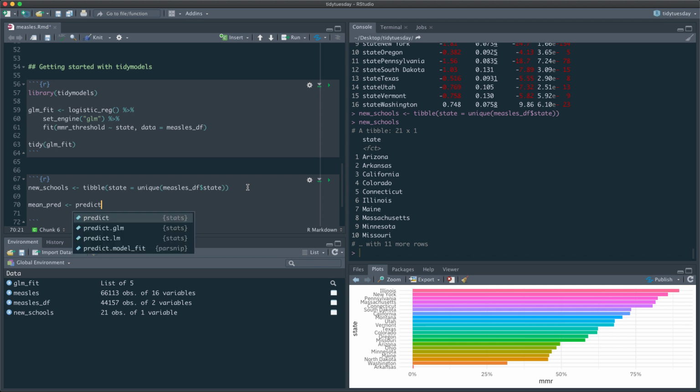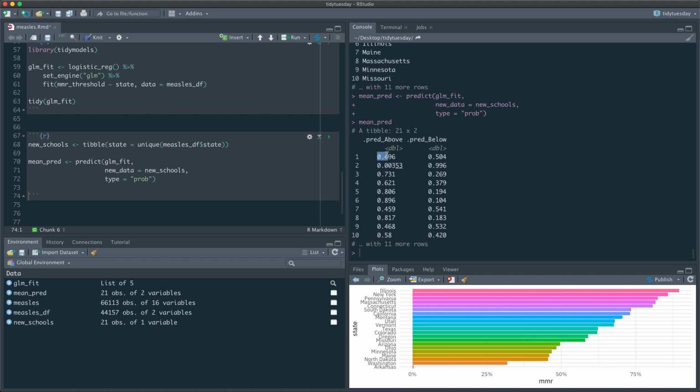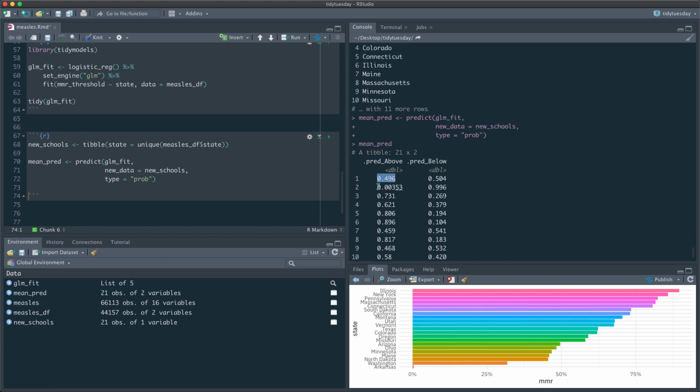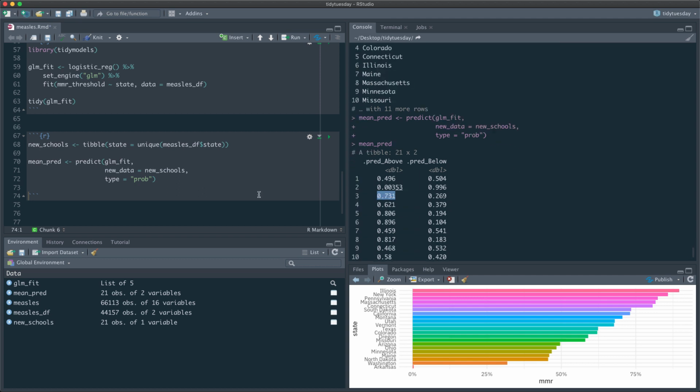And we use the predict function on this fit that we have. The new data is these new schools, and we're going to say type equals probability, like this. So this gives us for every state the prediction that it is above and below. We're just interested in above. So for Arizona, the mean prediction that a school in Arizona is above is this. The mean prediction in Arkansas is this. The mean prediction in California, remember, which is one of the highest ones, is this.